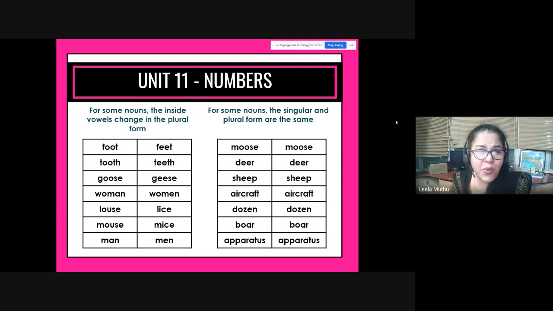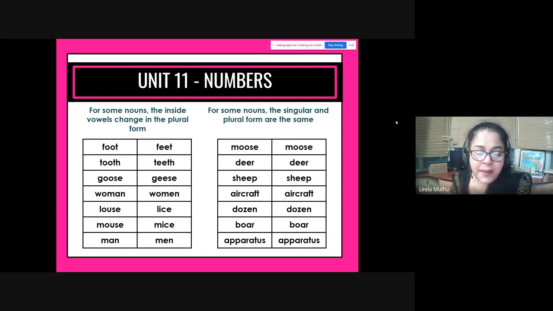So we just changed one in the end. Okay, we just changed the a to e. Woman, women. Louse, now louse. One louse, many lice. One mouse, many mice. One house, many hice? Not really. Houses. Okay, so English is sometimes you have to learn certain things.